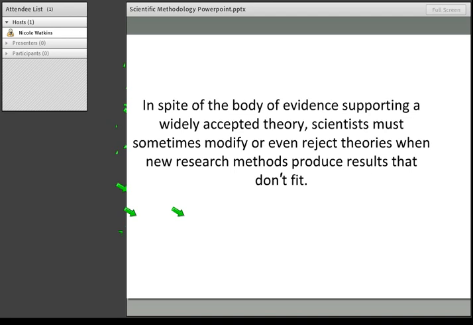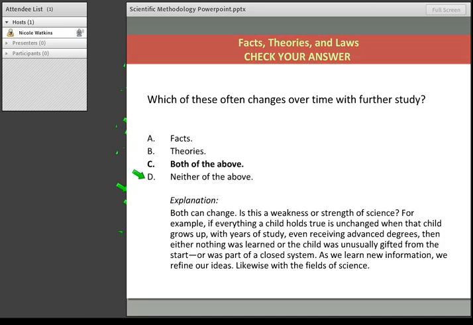So quick little question, which of these often changes over time with further study? A, facts, B, theories, C, both of the above, or D, neither of the above? If you answered C, both of the above is correct. And I know you may consider this kind of like a tricky question, but here's your explanation.